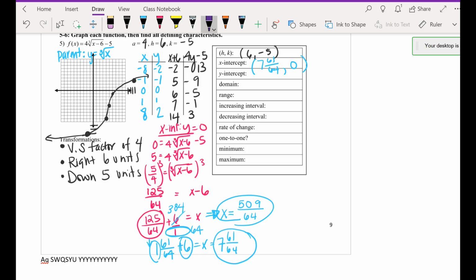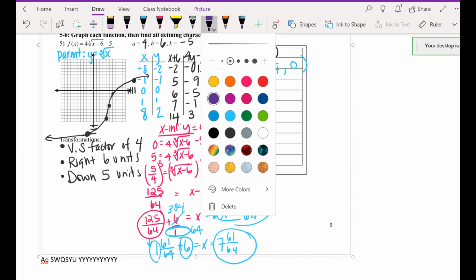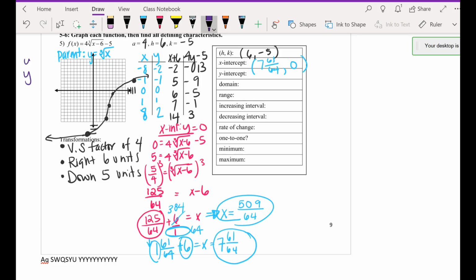Y-intercept is slightly easier because y-intercept is when x is 0. What happens when I plug in 0 under the radical? Right. So y-int is 4 times cube root of -6 minus 5. Is it okay to have a -6 under that cube root? Yeah, I don't have a calculator. Can I leave it in exact form? Of course. So x is 0, so 0, comma, 4 cube root of -6 minus 5. If you have a calculator, you can leave it in decimal, and that's totally okay.